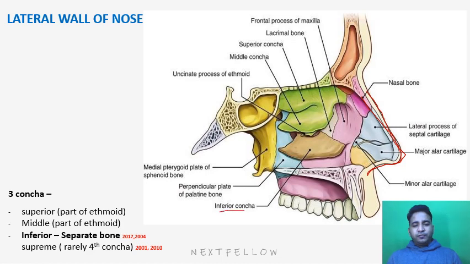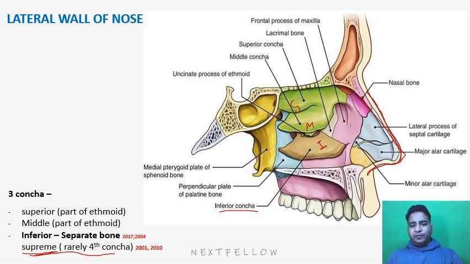The first one is the inferior concha. As you can see, this brownish grayish colored mark is a separate bone. So the inferior turbinate, we can say, is a separate bone. Then comes the middle turbinate, and then comes the superior turbinate, and this is my inferior turbinate. So basically three concha. The first one is inferior concha, then comes the middle concha, and the superior one is the superior concha. And sometimes there is a rare fourth concha, which is also known as supreme concha.